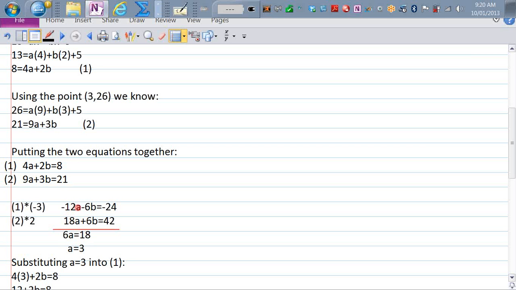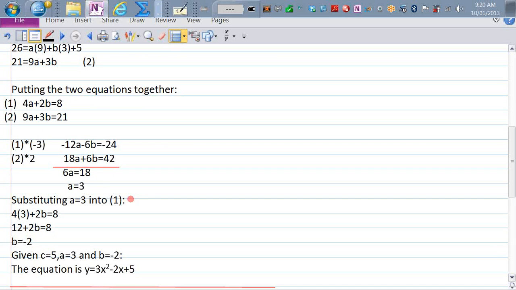So we have minus 12a plus 18a gives us 6a. Minus 6b plus 6b gives us 0. And minus 24 and 42 gives us 18. So we know that a is 3. Now we substitute a back into equation 1. So we get 4a is 4 times 3, plus 2b equals 8. And we solve for b.